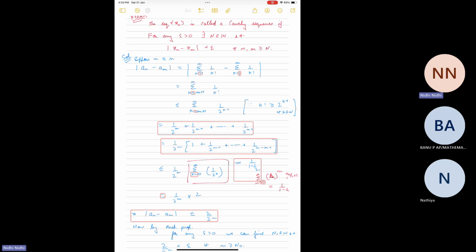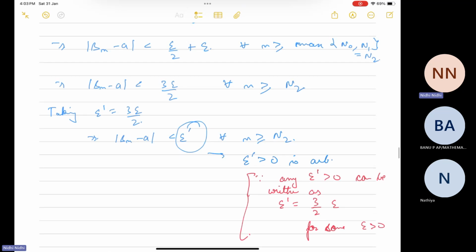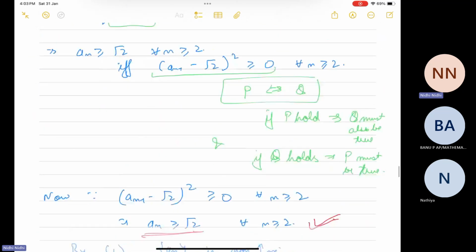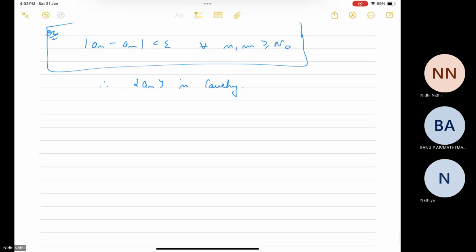Next, we'll look at series. Before that, I would like to recall what we mean by a series, a convergent series. I hope till now there is no doubt. We'll just move ahead.